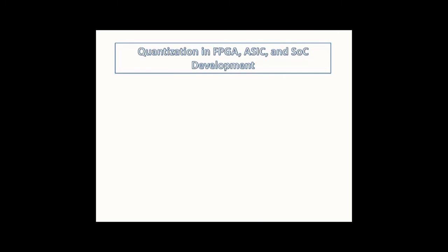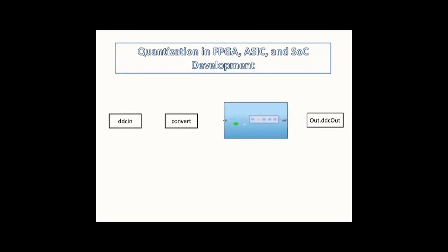Next application is quantization in FPGA, ASIC and SoC development. Converting a design from floating point to fixed point can help minimize power and resource consumption by reducing the FPGA resource utilization, lowering the power consumption, meeting latency requirements, or any other. However, this conversion introduces quantization errors. So, you must budget the quantization noise appropriately when converting your designs.